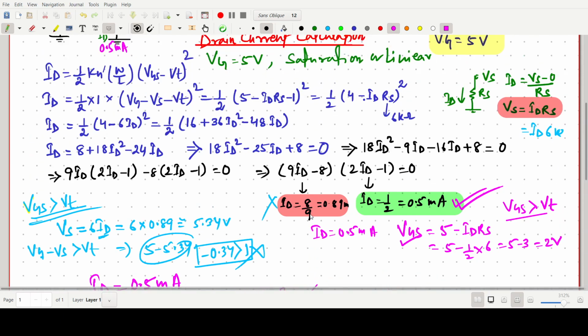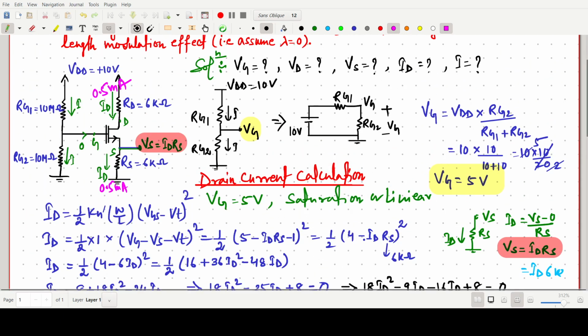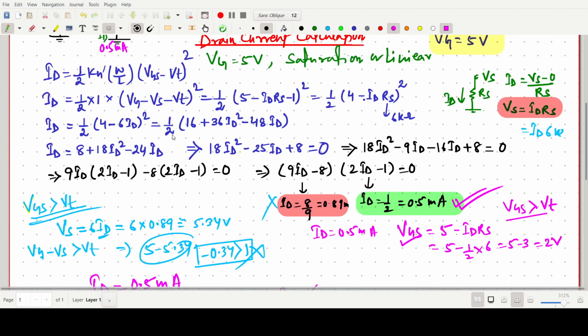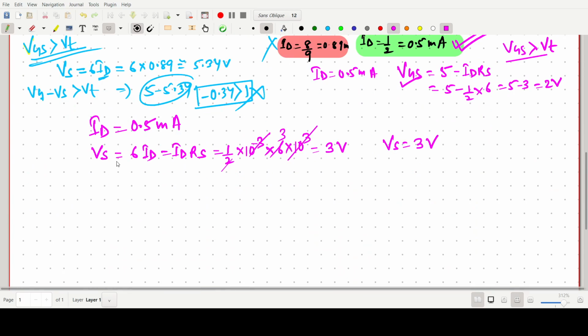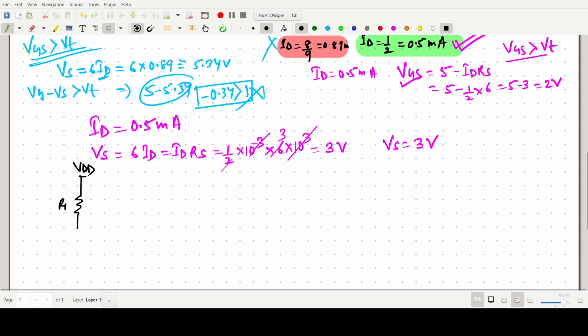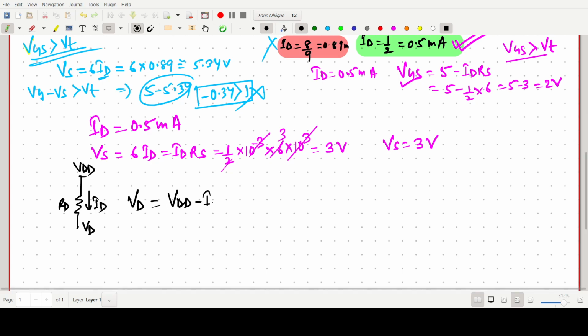Now we have to find the value of VD. There is a resistance RD connected to VDD, we have to find VD, and the ID current flows through it. So the VD value will be simply VDD minus ID into RD. We can easily find VD equal to VDD minus IDRD.